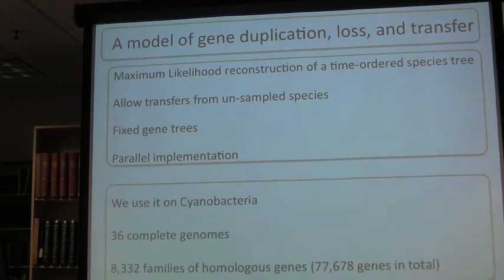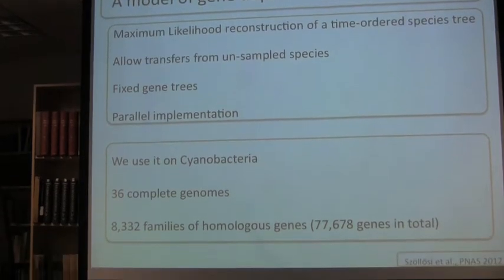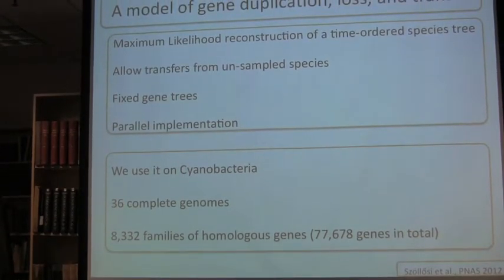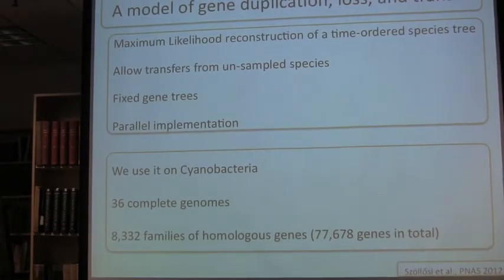And so, as a demonstration, we decided to use it on cyanobacteria, which are interesting in bacteria because they have the best fossil record available, which is not much, but still something compared to the other bacteria. So we use 36 complete genomes and about 8,000 families of homologous genes, which represent a large number of genes in total.